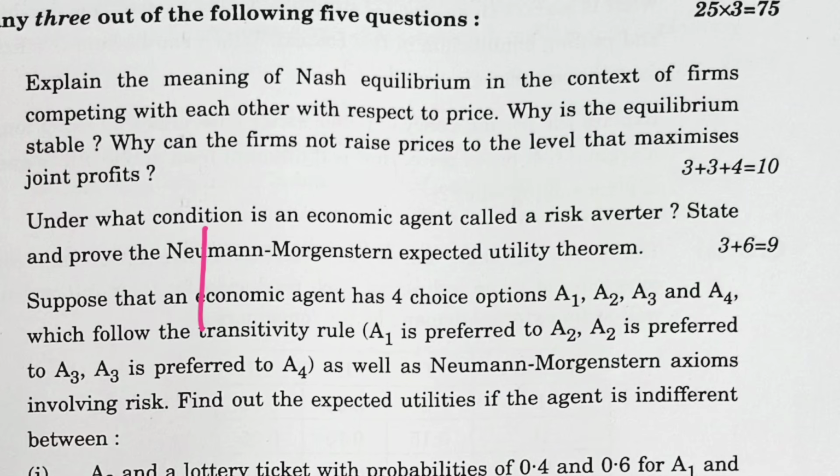Then the next question is: under what conditions is an economic agent a risk averter, or risk averse? An economic agent is a risk averter if they prefer a certain outcome with a guaranteed payoff to a gamble with the same expected value.